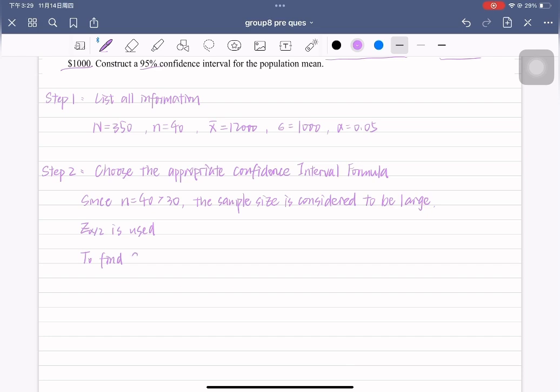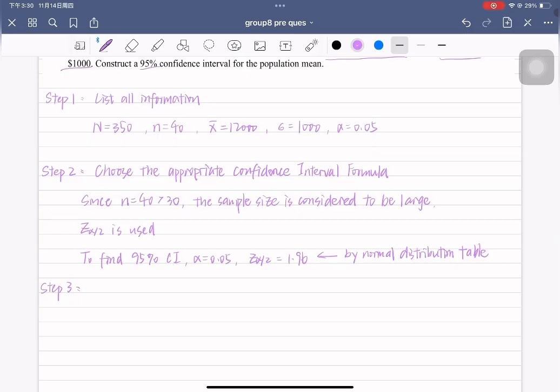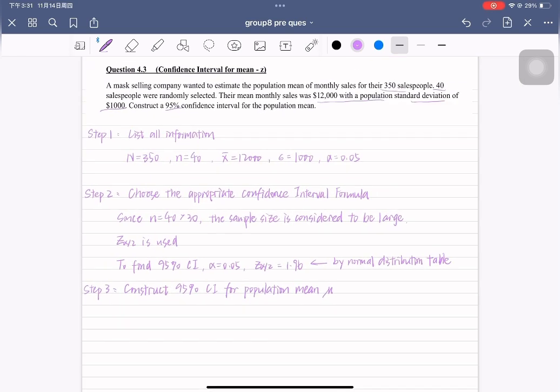Then, to find the 95% confidence interval, the significance level alpha equals 0.05, with the corresponding z-score equal to 1.96. This can be checked by the normal distribution table on the next page. So z at 0.05 equals 1.96. Finally, we come to the last step. Let's plug the values into the confidence interval formula.